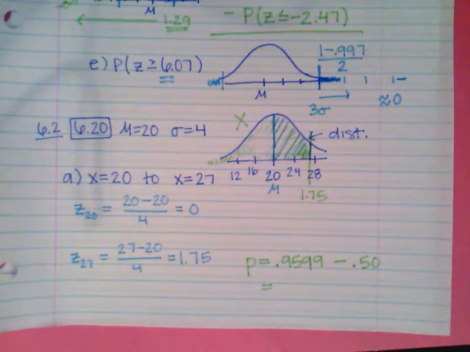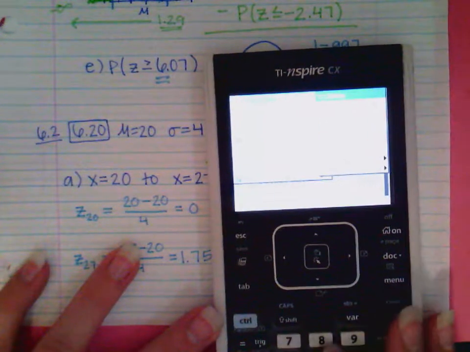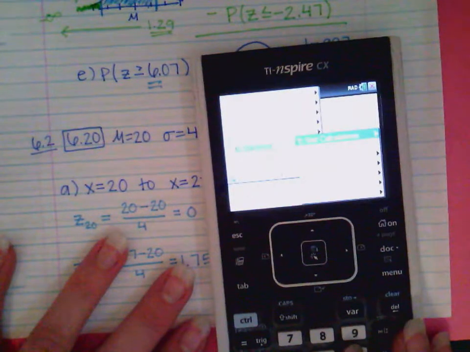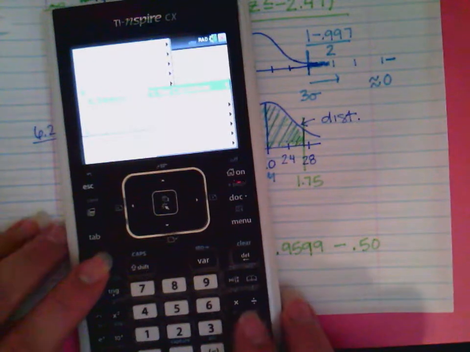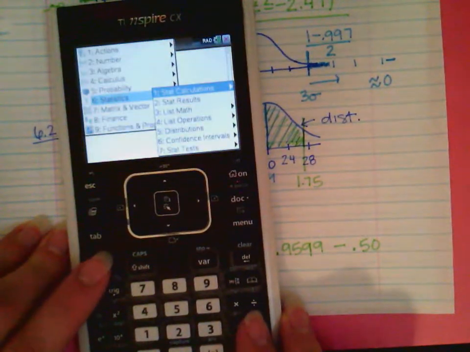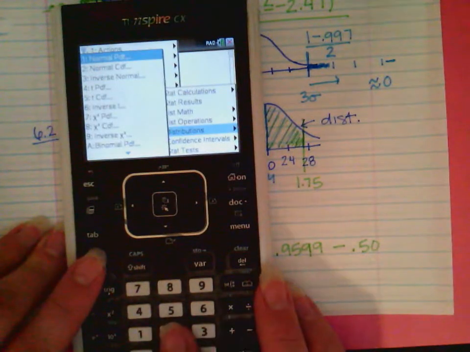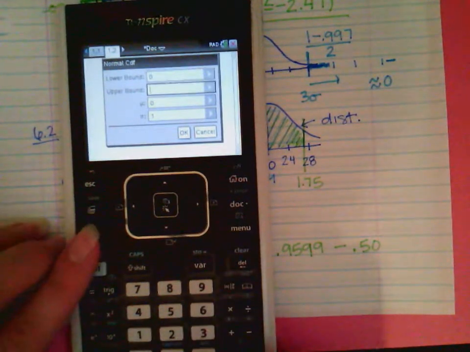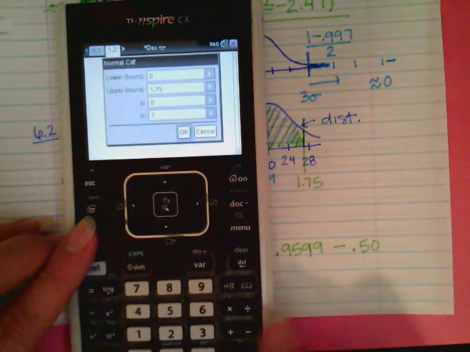For my Inspire users, okay, you go under menu, statistics, there you go, okay, distributions, again, we're going to use that normal CDF function, lower bound 0, upper bound 1.75, and then it defaults that mean and standard deviation for you.